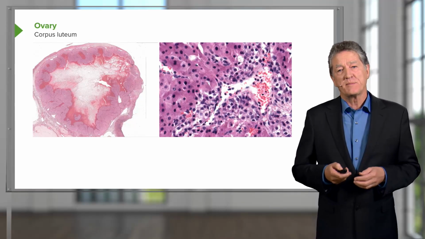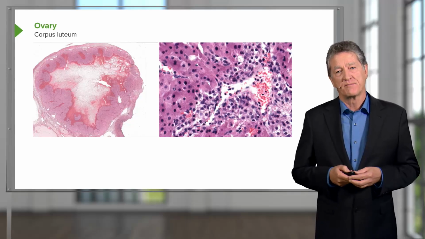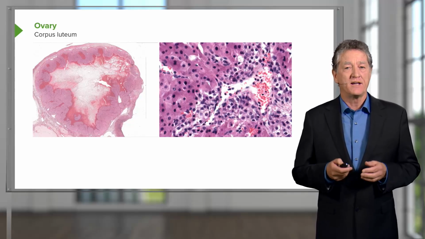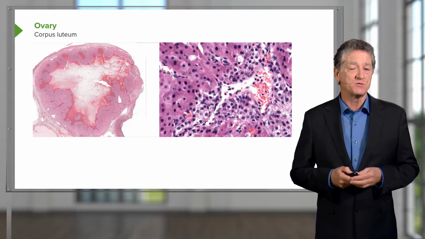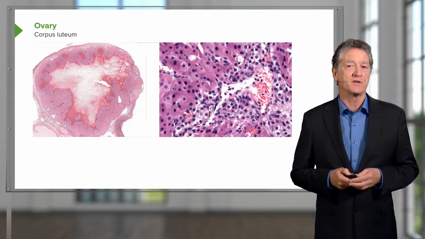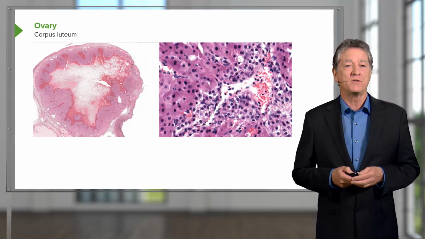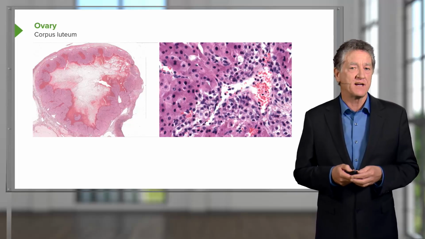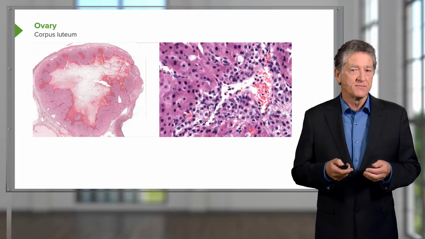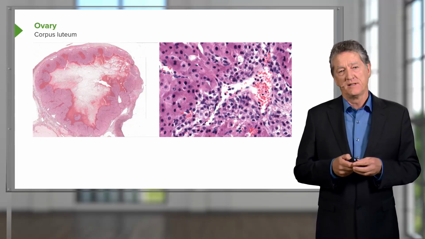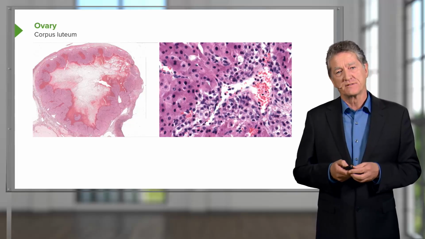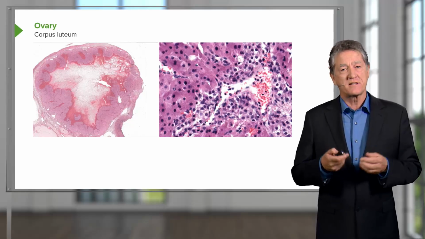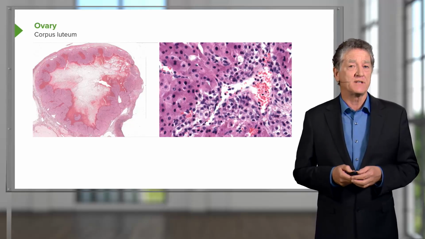When the corpus luteum has stopped functioning, it's because it has had its support withdrawn from the pituitary. LH support is withdrawn. And that happens about the 6th day after ovulation. Why does that happen? It happens normally because after ovulation, we need to think a little bit about what happened to the oocyte.